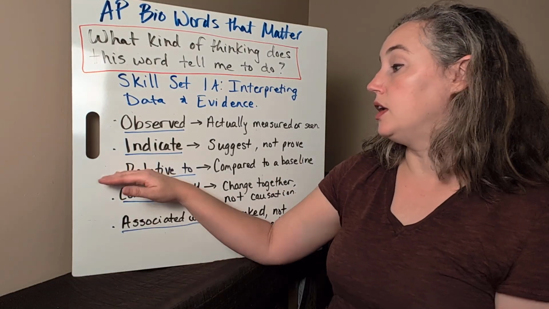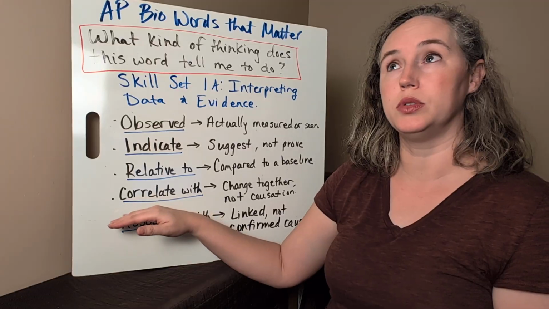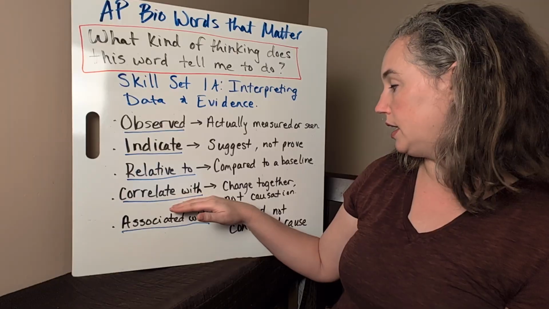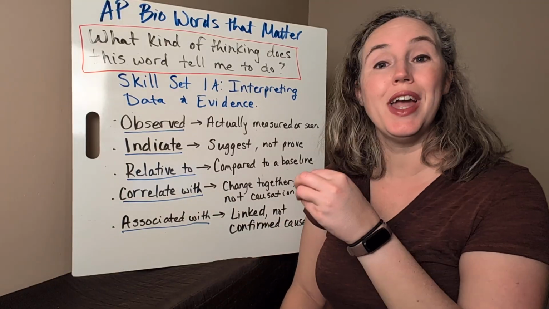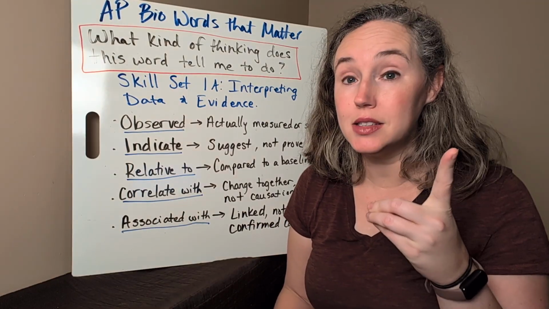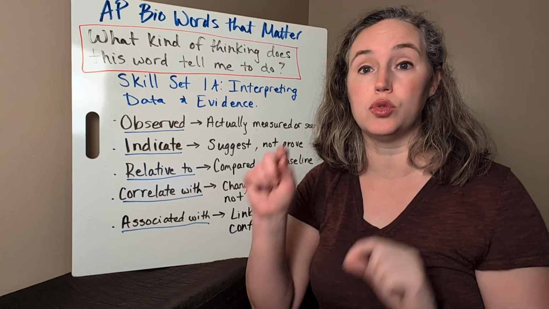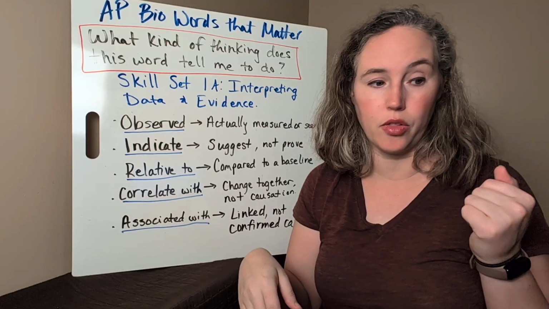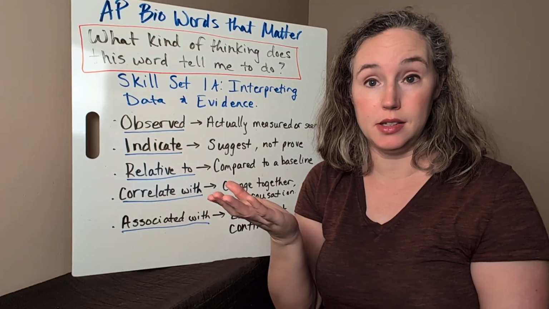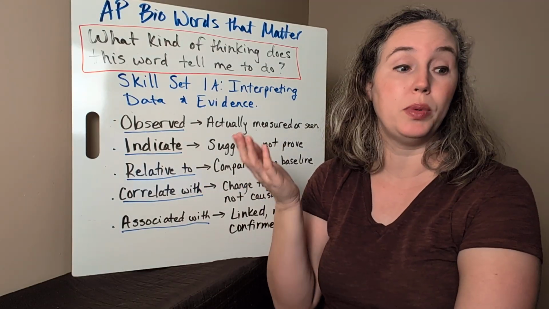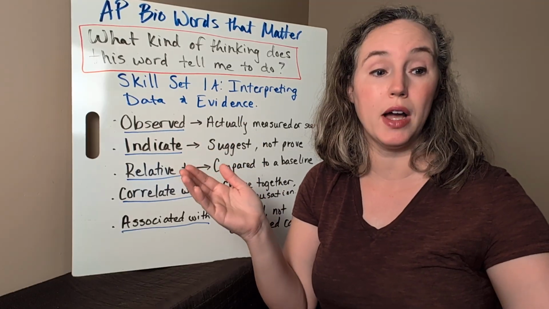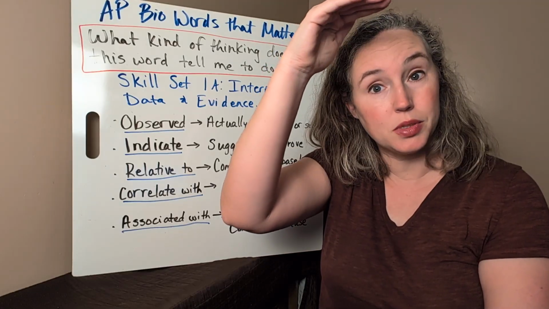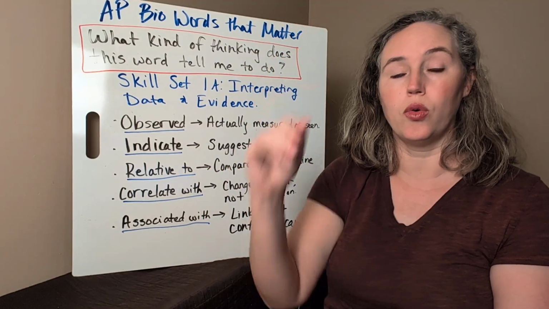And then another thing that you would see when you're looking at results would be correlate with. So to correlate with means to change together, but it does not necessarily indicate causation. So just because 2 things are correlated doesn't mean that one necessarily causes the other. That said, a way you could see this in an AP Bio scenario would be an increase in temperature was found to correlate with the increased reaction rate up to an optimum, right? So they correlate with one another.